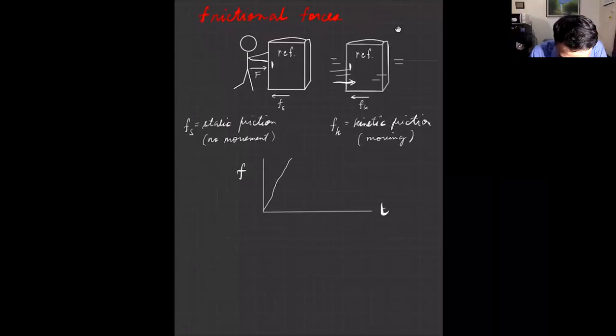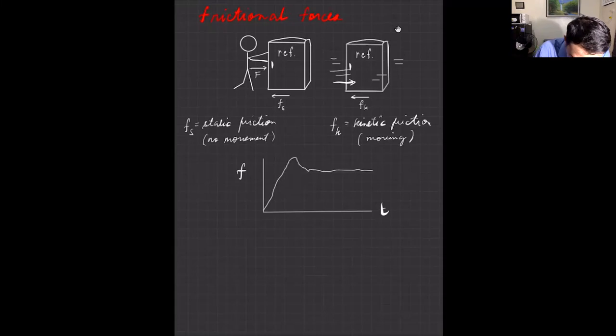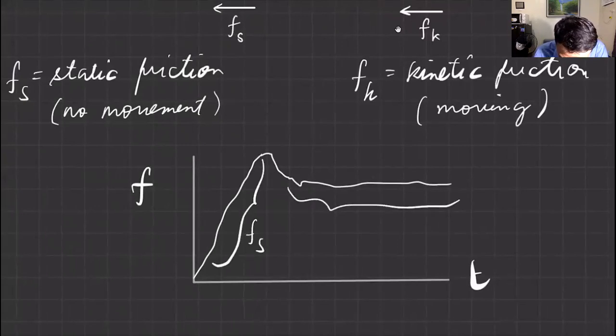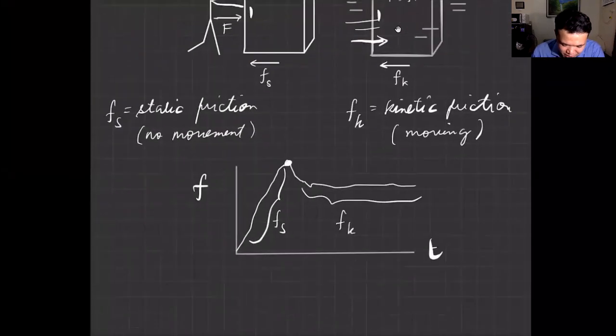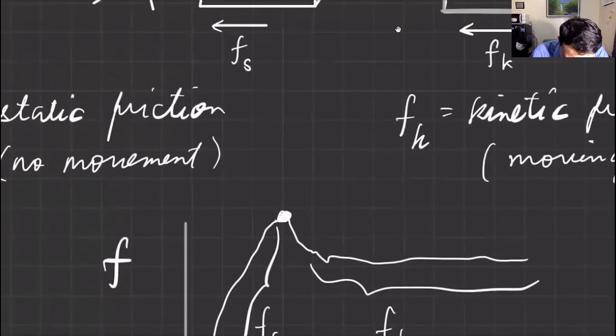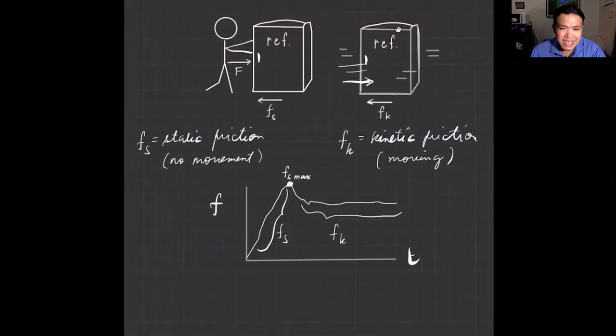So the graph will look like this. The friction keeps getting higher and higher, and then smaller. But there's still friction when the object is already moving. We call this part static friction. We call this part, when the object is already moving, kinetic friction. And there's a maximum here. That's the limit, whether the object will move or not. It's the highest. So we call it Fs max, maximum static friction.